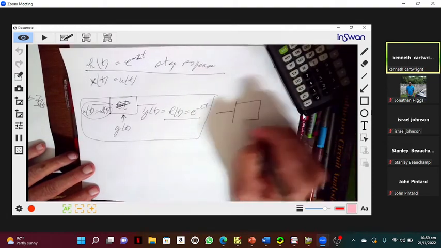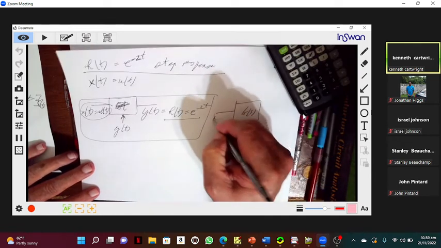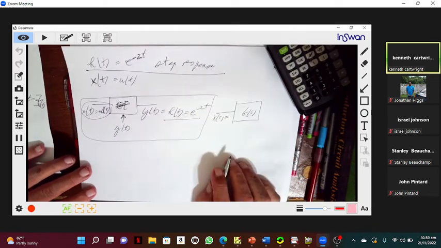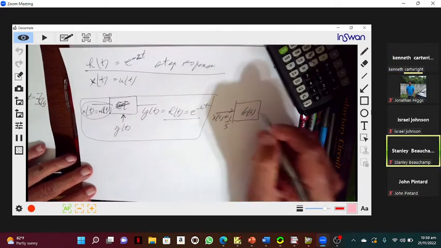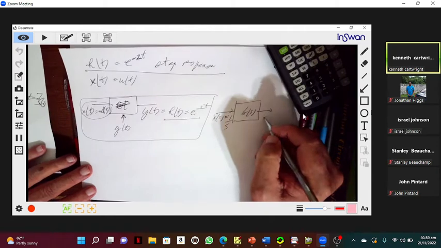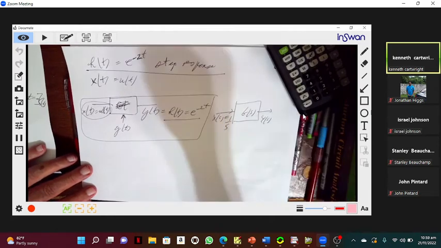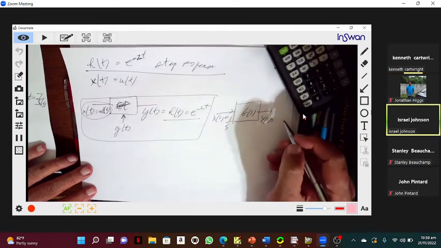This is the Laplace domain, G of S. X of S equals 1 over S. And the output, what's the output equal to? Y of S or H of S, same thing. That would be G of S times X of S.